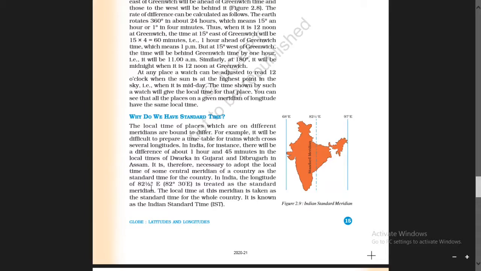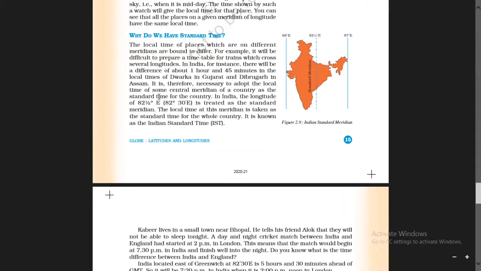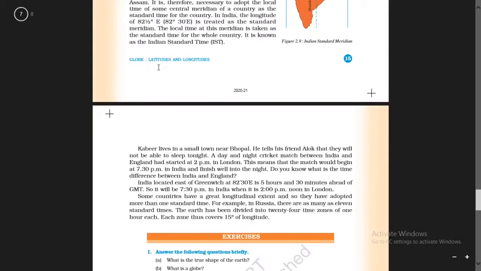In India, the longitude of 82 and a half degree east, that is 82 degree 30-minute east, is treated as the standard meridian. So, children, 82 degree and 30-minute east is treated as the standard meridian. The local time at this meridian is taken as the standard time for the whole country. It is known as the Indian Standard Time, IST.